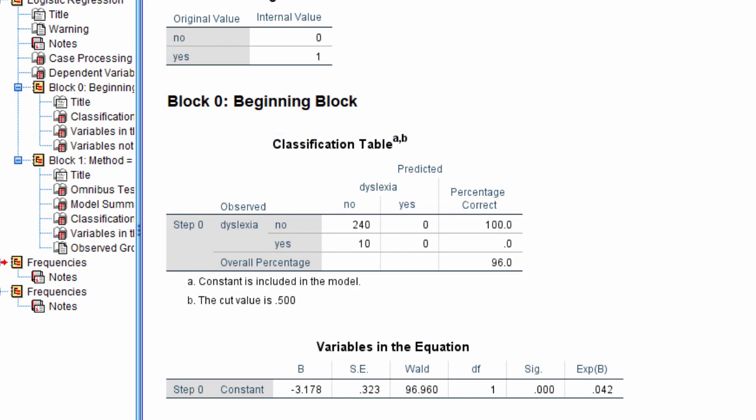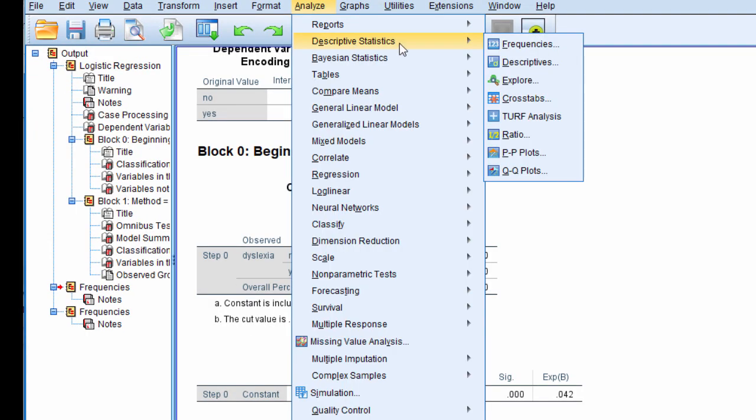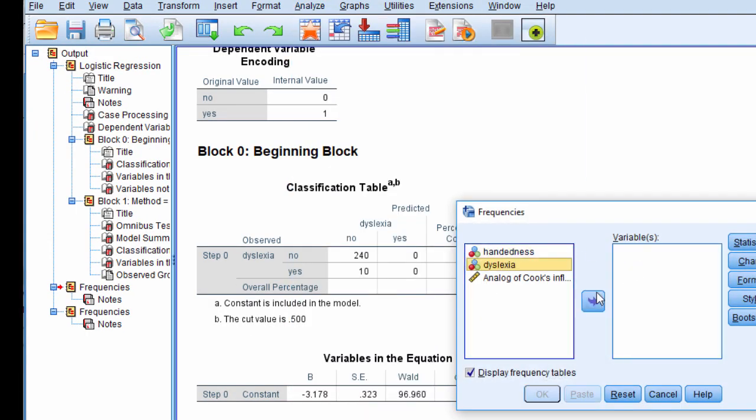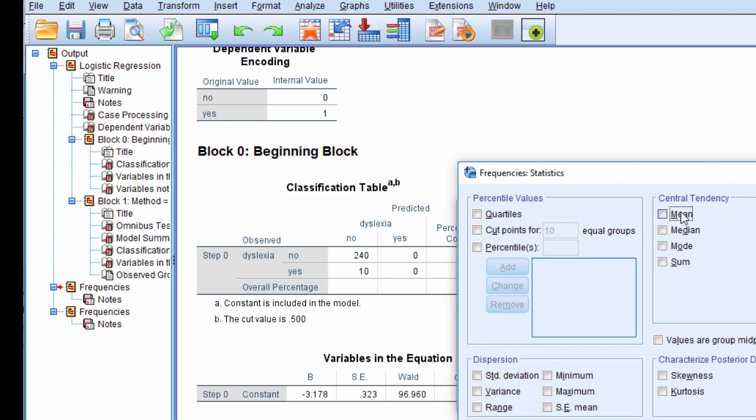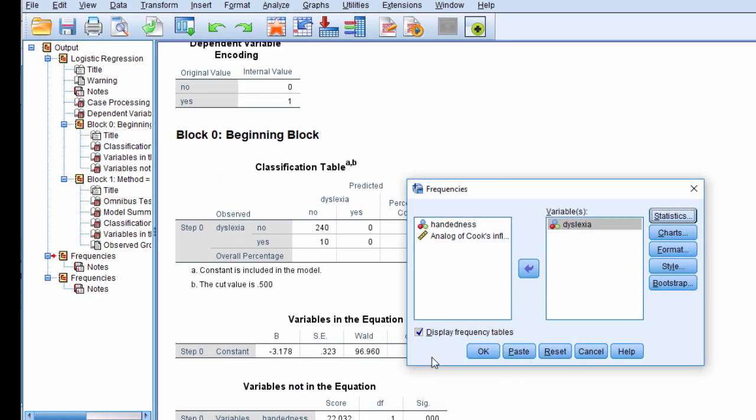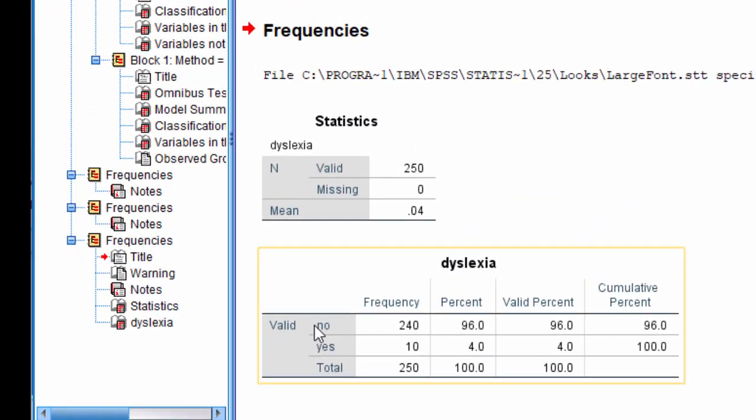So let me just prove that to you here. If we look at the percentage of people who were dyslexic in this sample of data, so put dyslexia here, click on statistics, and click on the mean, and click continue. And we've got display frequency tables. So if I click OK, the percentage of people who are not dyslexic is equal to 96%.